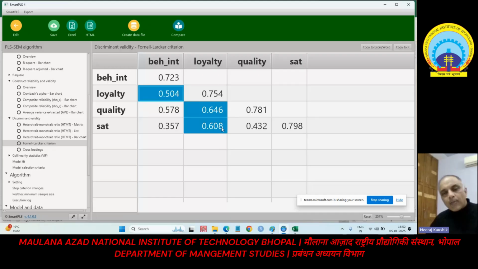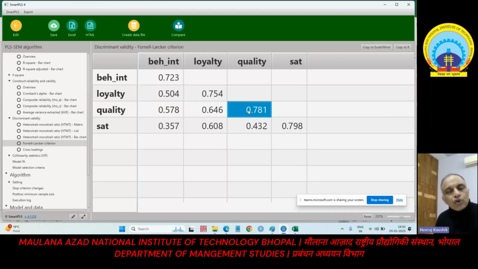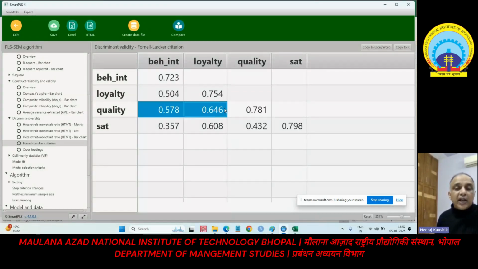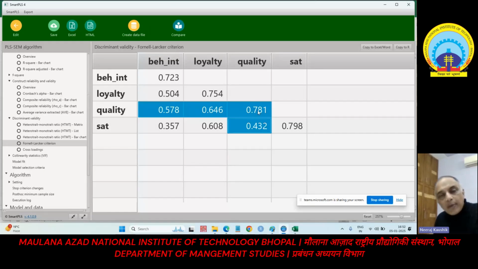So what is the rule? The diagonal value should be more than the off diagonal value in that row and column. Listen once again. The diagonal value should be more than the off diagonal value, not every value, in that row and column where you are working. This is called the Fornell-Larcker criteria. The diagonal value should be more than the off diagonal value in that row and column for that construct.